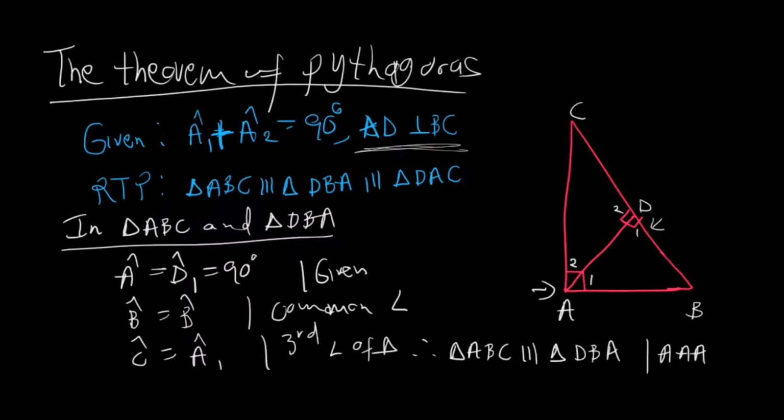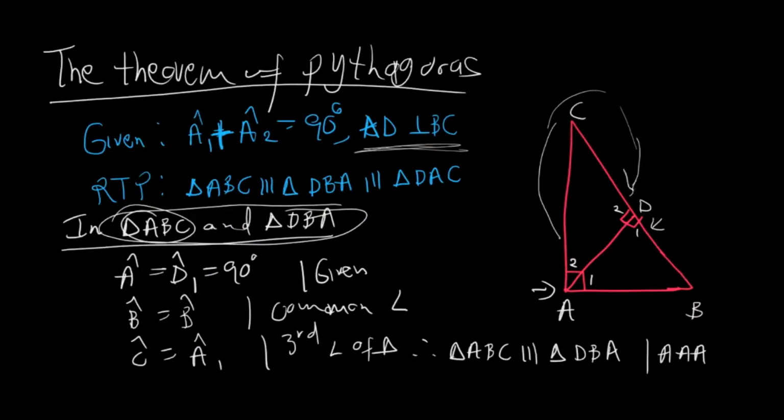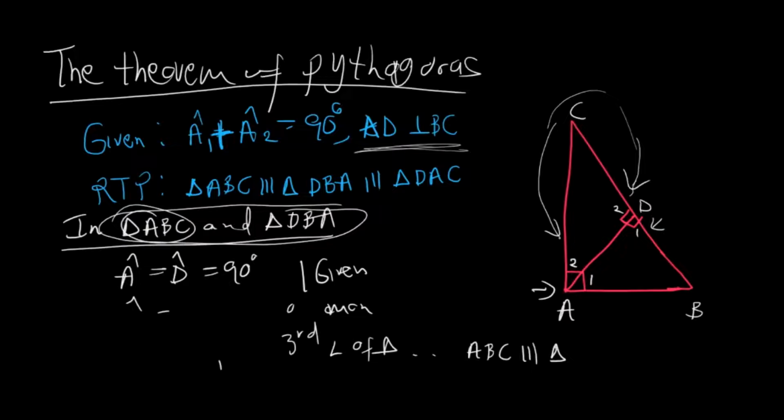Once you've done these two, we're going to do another two. We can compare this ABC with this triangle here that I'm trying to indicate with this pen. So that's what we're going to do now. We've compared the bigger one with the smaller one at the bottom. Now we're going to compare the bigger one with the other triangle that is at the top.